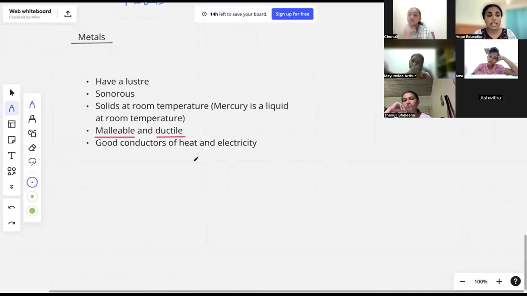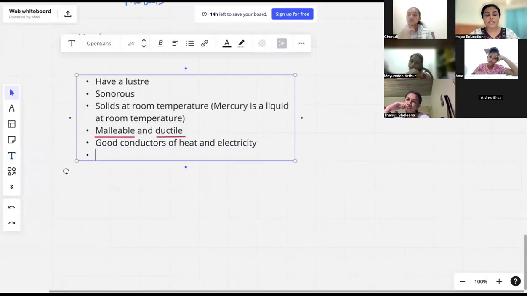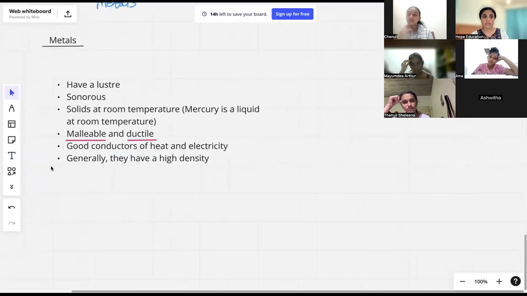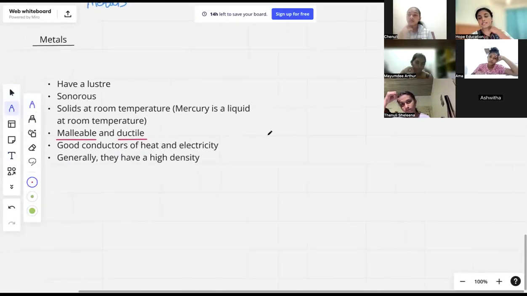Then finally, metals have a high density, right? Usually they have a high density. What does this mean? What is density, children? You all remember the equation for density?